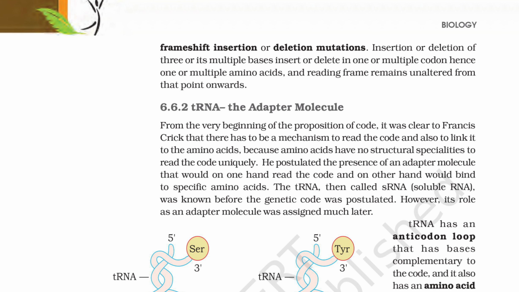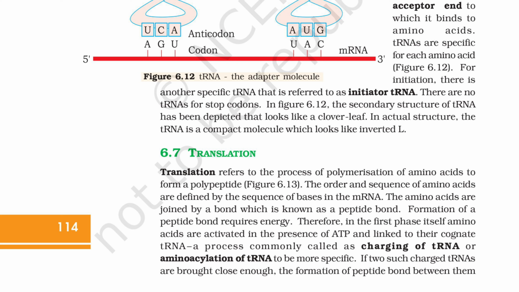tRNA has an anticodon loop that has bases complementary to the code, and it also has an amino acid acceptor end to which it binds to amino acids. tRNAs are specific for each amino acid. For initiation, there is another specific tRNA that is referred to as initiator tRNA. There are no tRNAs for stop codons. In figure 6.12, the secondary structure of tRNA has been depicted that looks like a clover leaf. In actual structure, the tRNA is a compact molecule which looks like an inverted L.